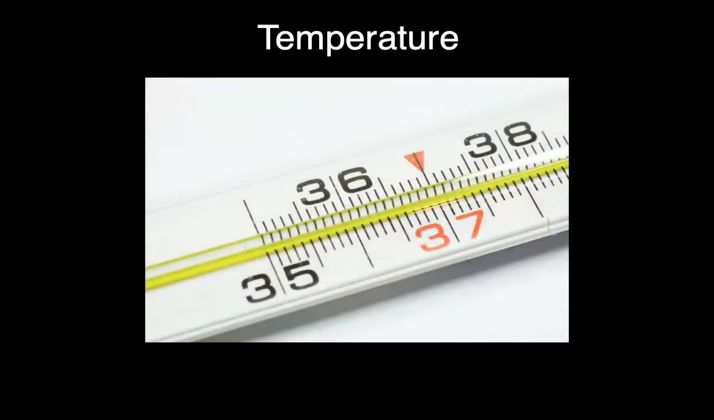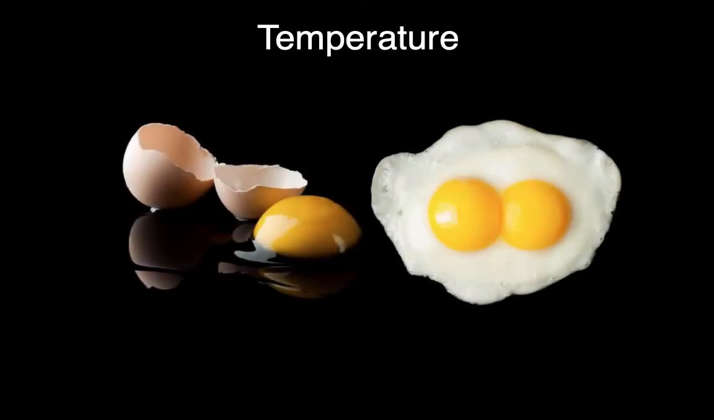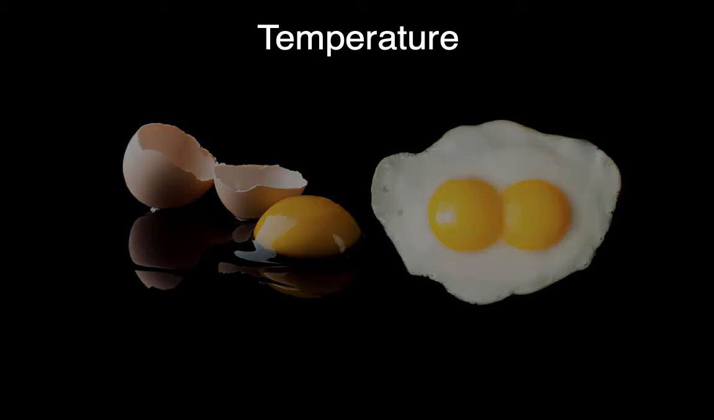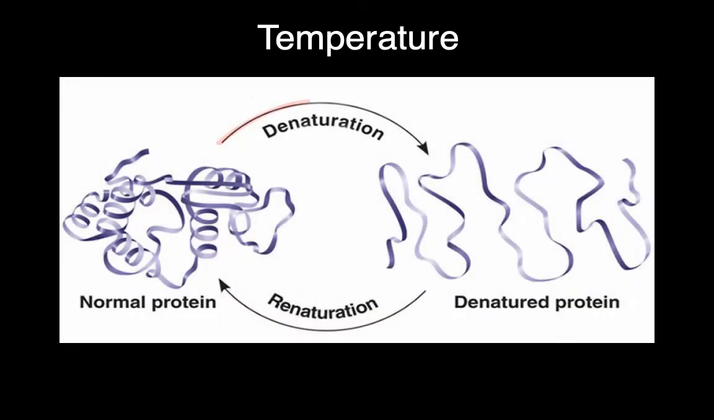The third factor is temperature. Most human enzymes function best at 37 degrees Celsius or so. Too warm and protein physically changes, and we know that protein shape is very important to its proper functioning. This is called denaturing, and this process can easily be seen when a chicken egg is cooked. The protein of the egg white becomes denatured.